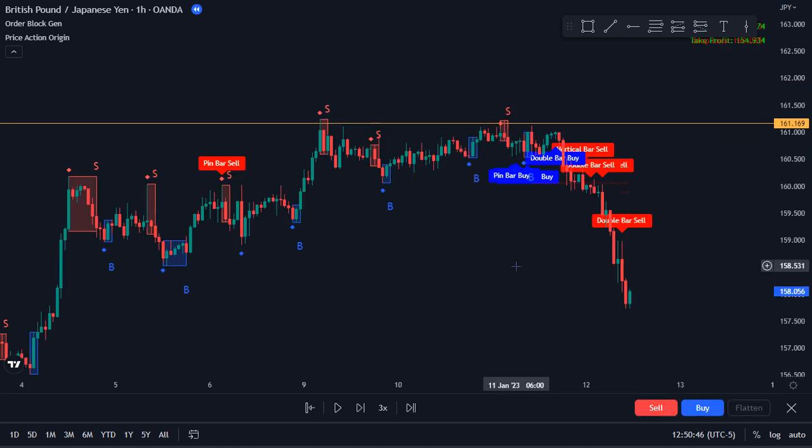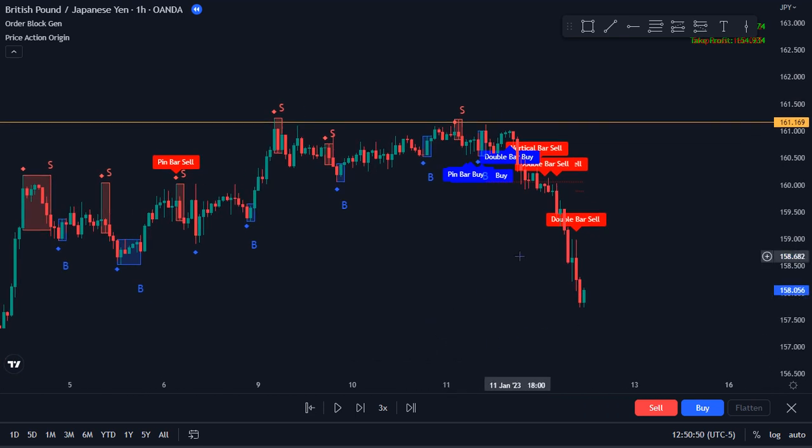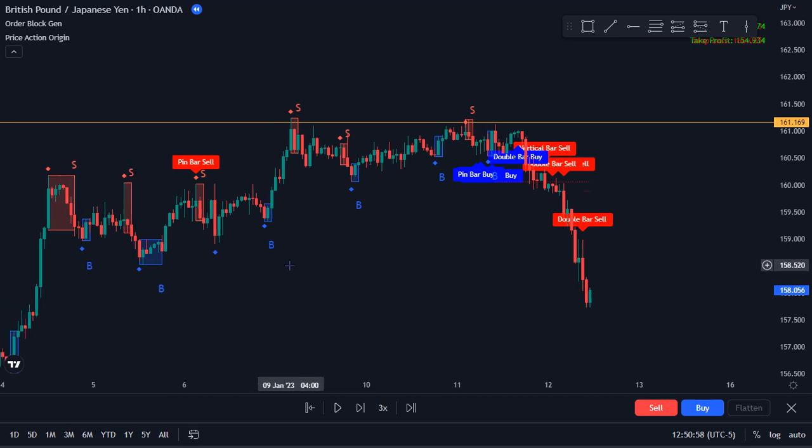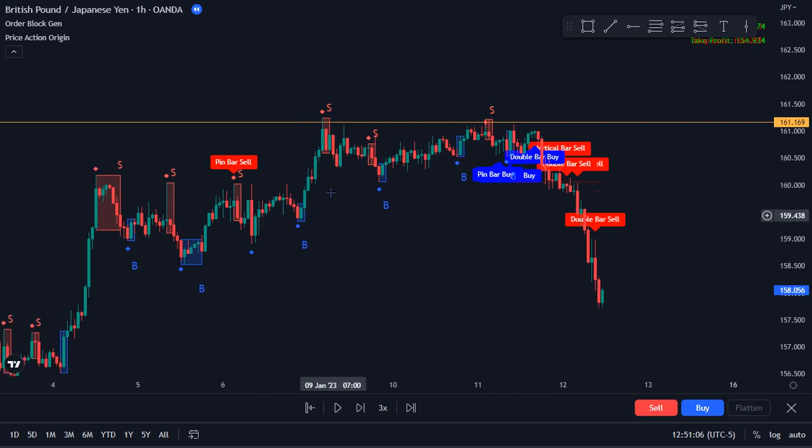Okay, so here we are on the 1-hour chart. I wanted to bring in the replay function to bring up some of these pin bars and double bar patterns that the Price Action Origin picks up. Now, using this logic with the higher time frames having the most influence, we are only looking for sells once price gets up here and touches the order block. This yellow line is the bottom of the order block.